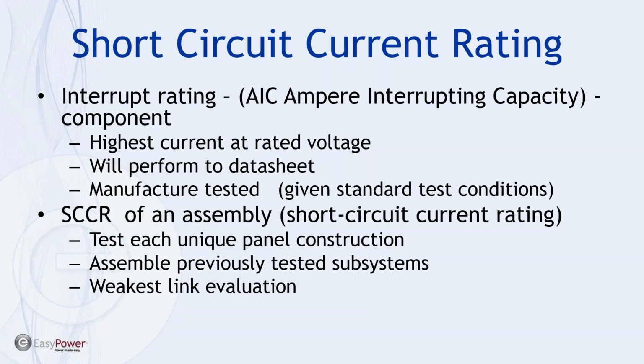Now, an SCCR rating is essentially a short circuit current rating, and that term is applied primarily to assemblies or assembled parts or subsystems. There are multiple ways to deal with that rating. First is to test each unique combination of parts and see that it meets a certain spec. Another way is to previously test the subsystems and then assemble them, in which case we basically rate the system, the total assembly, at the weakest link that has been tested from the individual components.